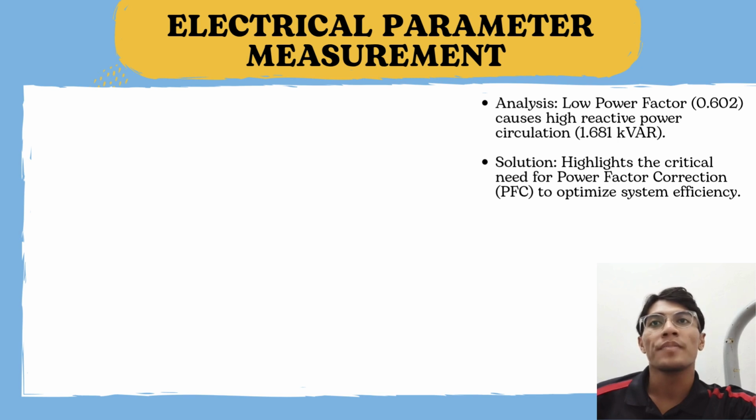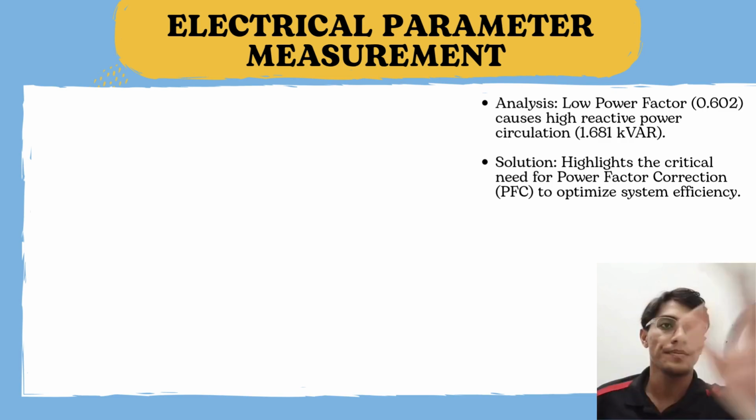To conclude our analysis, a low power factor of 0.602 is inefficient because it causes a high reactive power circulation of 1.681 kilovolt ampere reactive in the system. Therefore, this highlights a critical need for us to implement power factor correction, or a PFC capacitor bank, to optimize the system's overall efficiency. That's all.